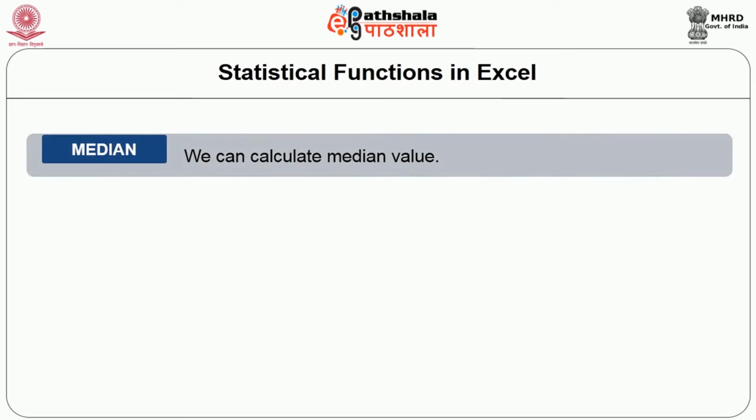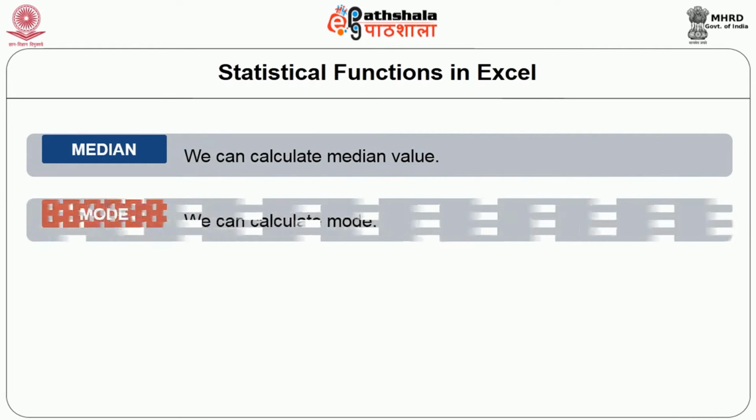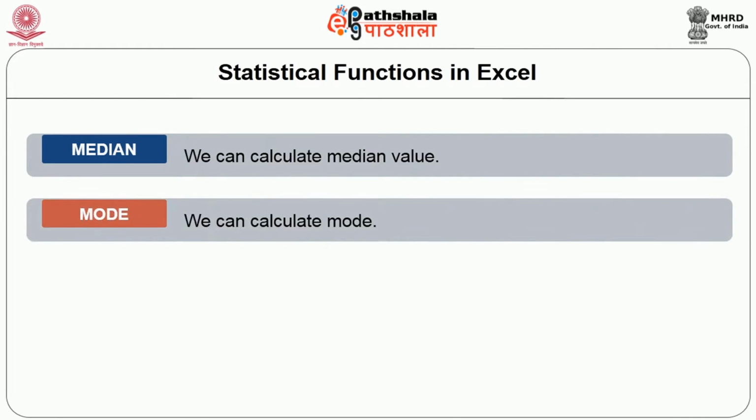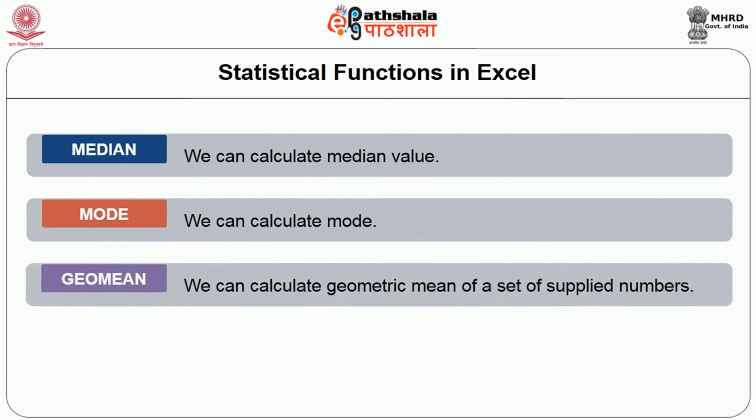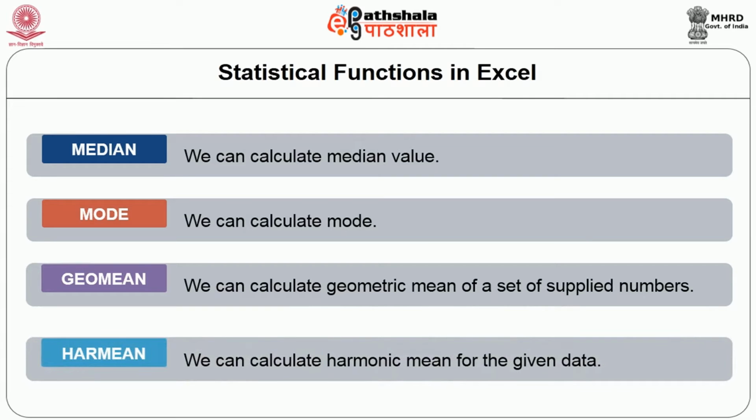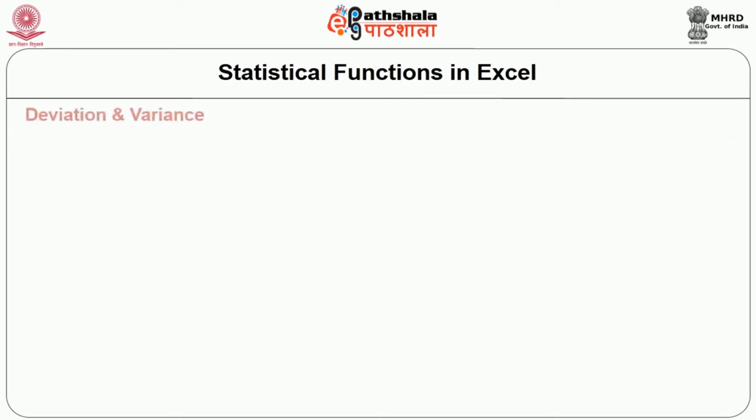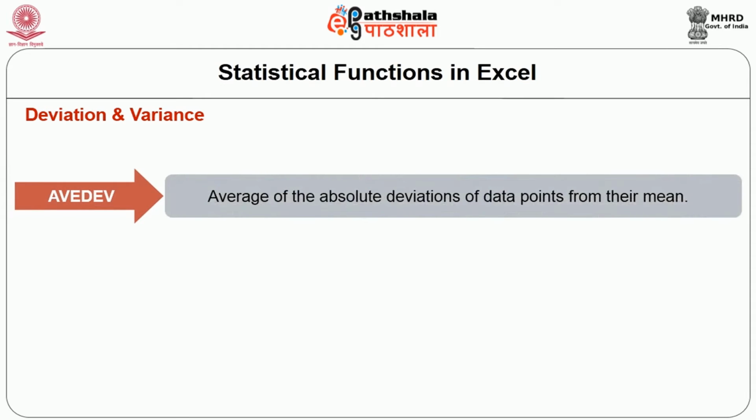Median. We can calculate the median value. Mode. We can calculate the mode. GEOMEAN. We can calculate the geometric mean of a set of supplied numbers. HARMEAN. We can calculate the harmonic mean for the given data. Deviation and variance. AVEDEV. Average of the absolute deviations of data points from their mean.